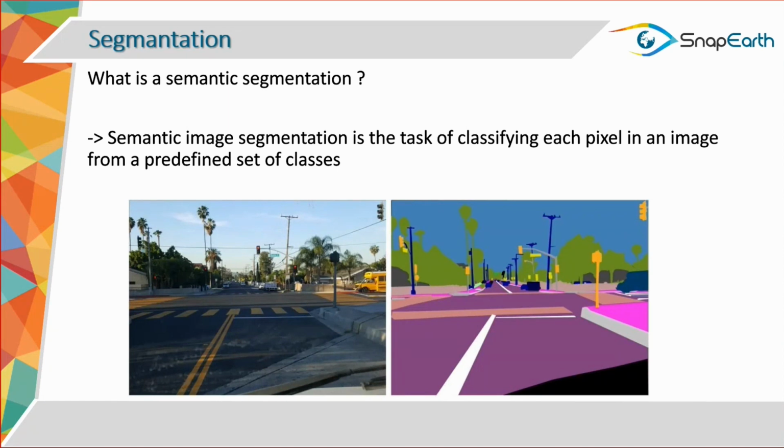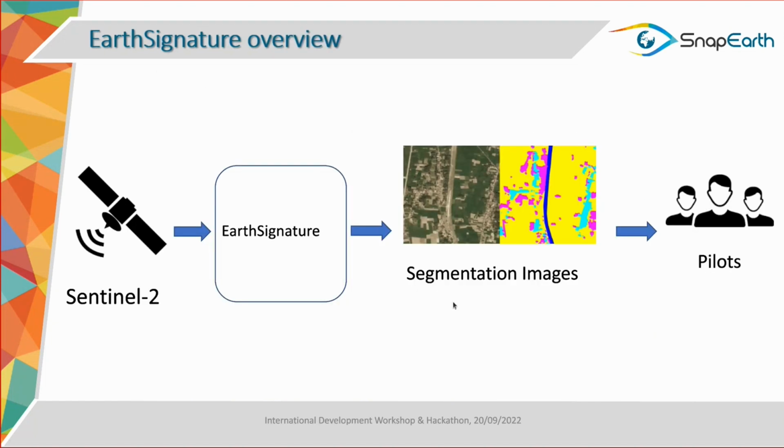So machine learning takes the original image on the left, and it gives a segmentation on the right. So what we do is we don't do it for a road, we do it for satellite images. What EarthSignature does is it takes data from Sentinel-2, from what Damien said about the Earth observation satellite. We process it into EarthSignature, and we compute the segmentation in EarthSignature.